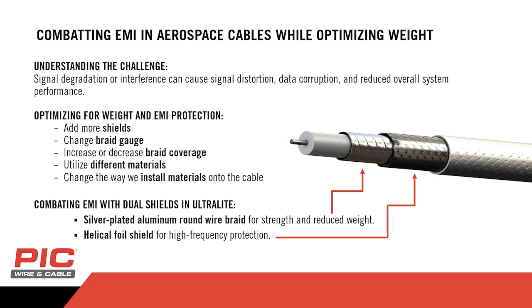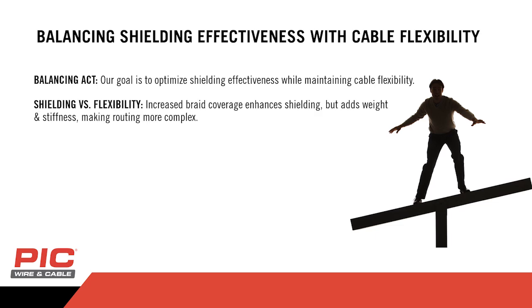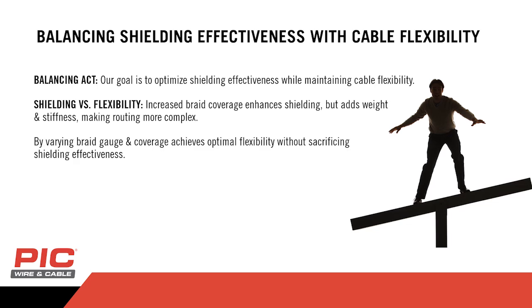Our goal is to balance shielding effectiveness with cable flexibility. Increased braid coverage improves shielding, but can make the cable heavier and stiffer, complicating routing. As a product manager, I ensure our cables are both easy to work with and robust enough to endure harsh aircraft environments. We vary braid gauges and coverages to strike this balance.